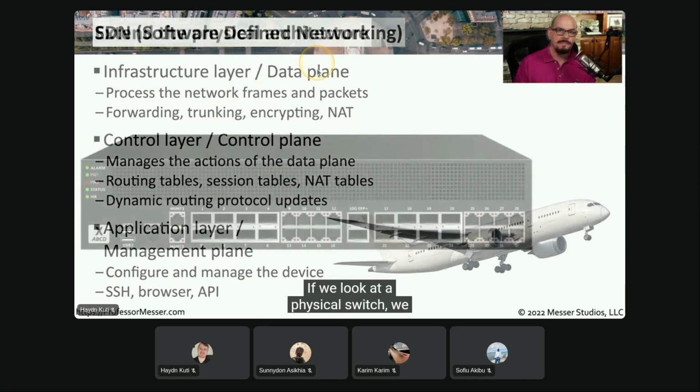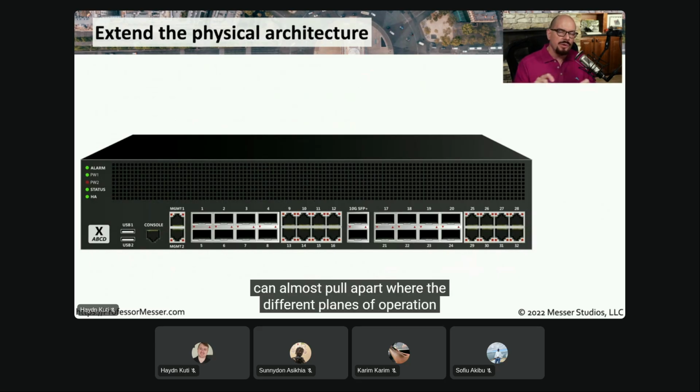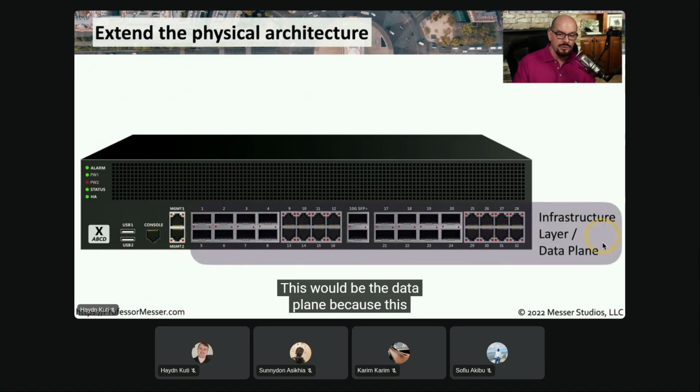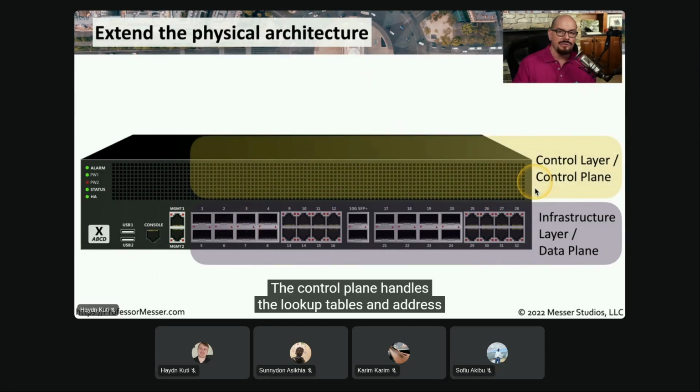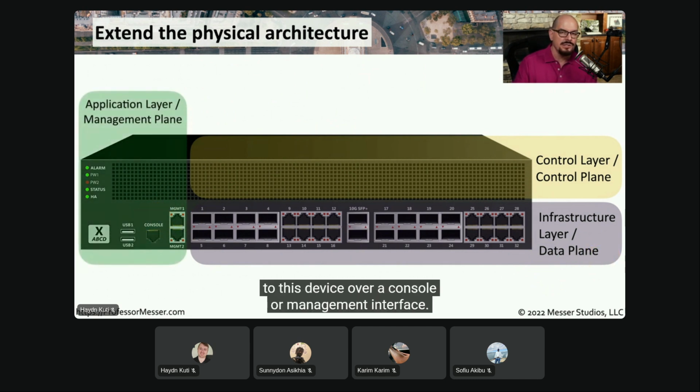If we look at a physical switch, we can almost pull apart where the different planes of operation exist. For example, on the front of the switch, we have a number of interfaces that we're connecting our devices to. This would be the data plane, because this is what's sending information from one device to another. The control plane handles the lookup tables and address translations that are necessary for the data plane to operate.